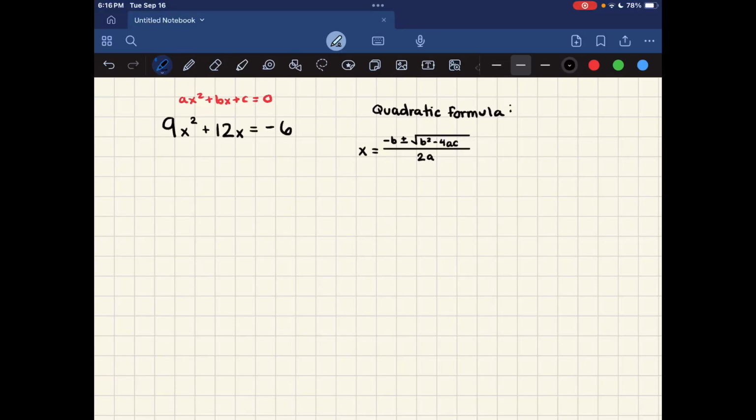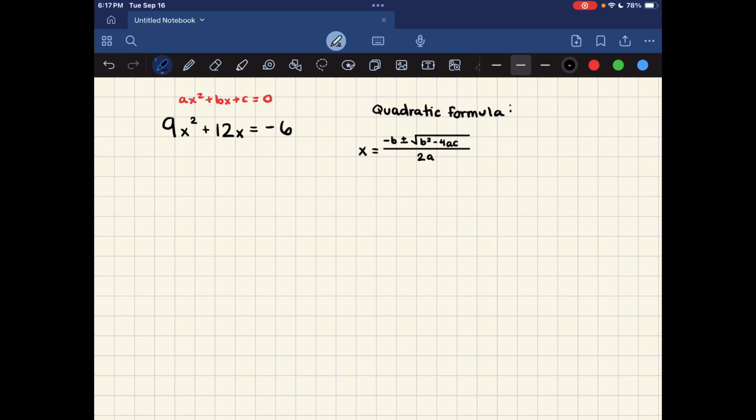Hi, I'm going to be teaching you how to solve this equation by using the quadratic formula. As you can see, our equation 9x squared plus 12x equals negative 6 doesn't follow the quadratic format of the equation, as shown in the red letters. It's going to be ax squared plus bx plus c equals 0, and our original equation doesn't line up with that. Negative 6 is on the left side and it's supposed to be on the right, so that it could equal 0.